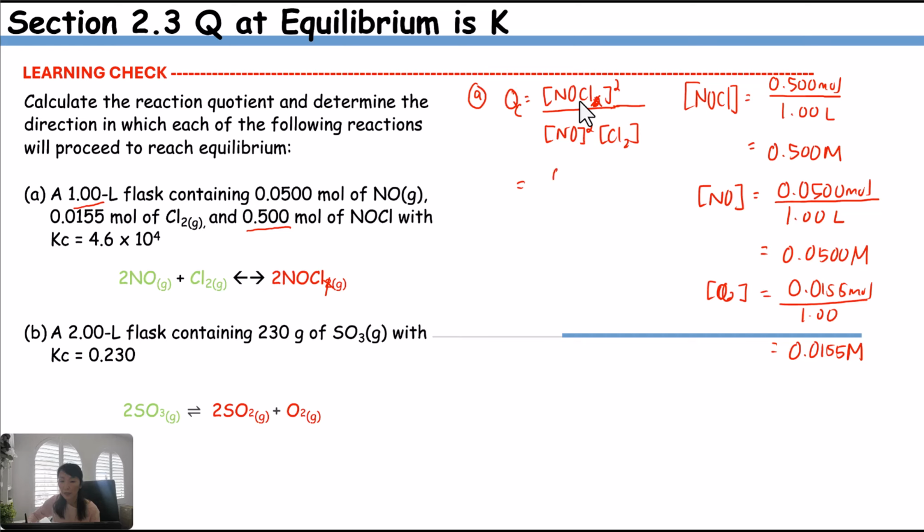So we'll go ahead and plug those into the reaction quotient. This would be 0.500 to the second power, and then we have nitric monoxide, which is 0.0500 to the second power, and then you have 0.0155. Okay, a bit of a handful there. So let's go ahead and calculate this out.